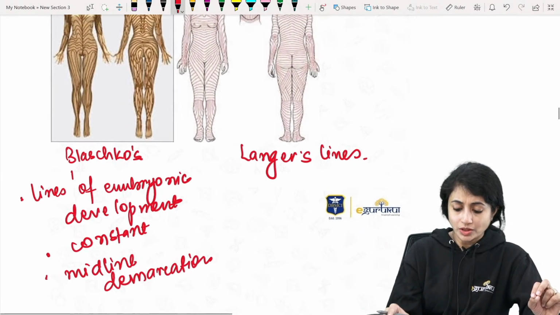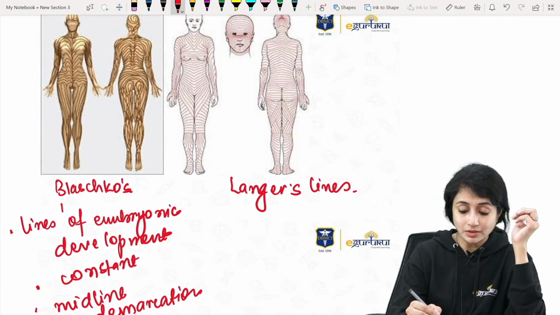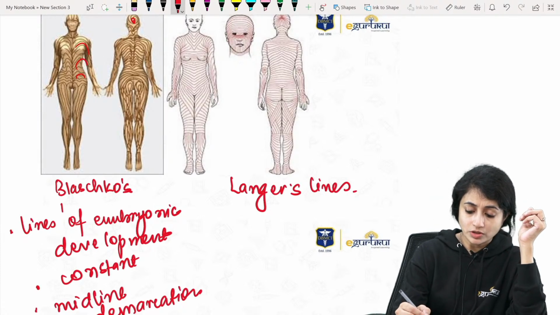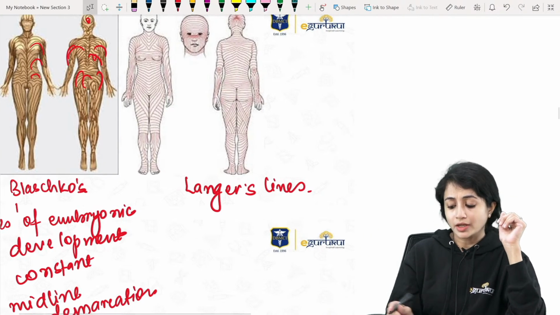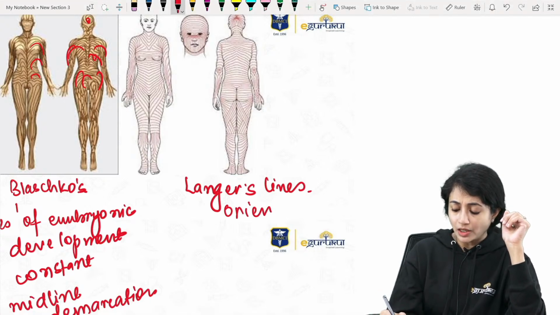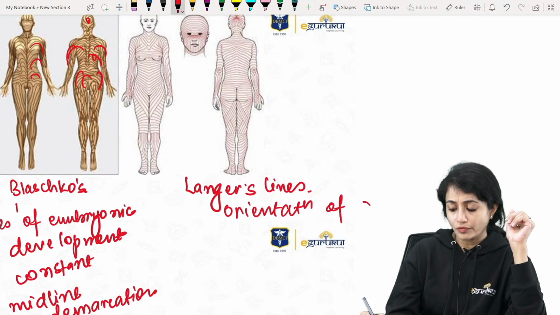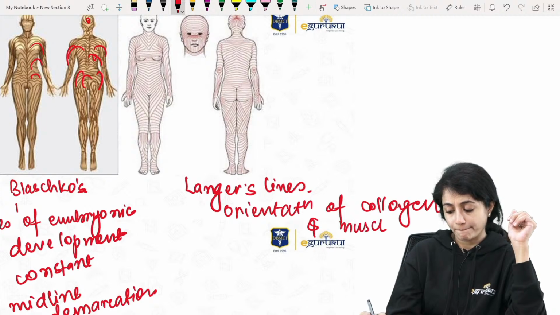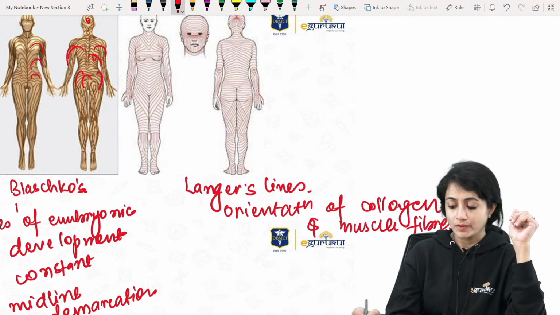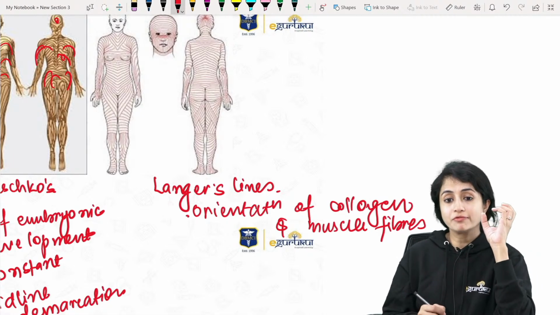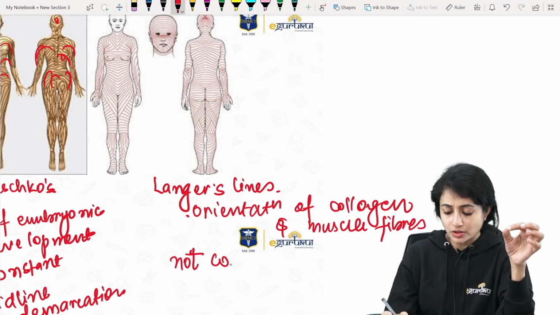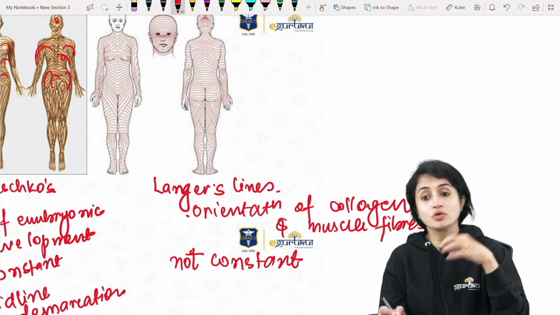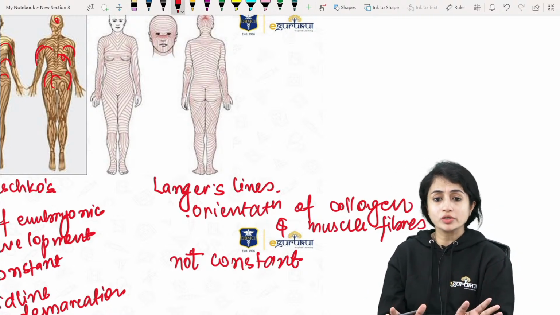Okay, so look at these lines. There is a pattern. There is a midline demarcation, but there is a pattern that you see. It is different for different body areas. They are lines of embryonic development. On the other hand, Langer's lines are basically lines of orientation of collagen and muscle fibers. So they are orientation of collagen and muscle fibers, and there is no midline demarcation and they are not constant. Why? See, your muscles, your collagen, they will keep degrading and forming, so they are not constant.